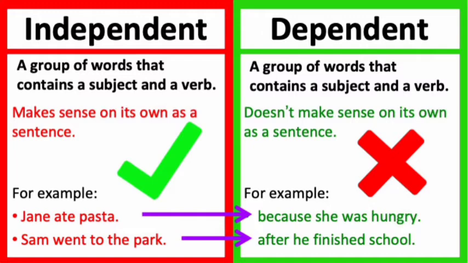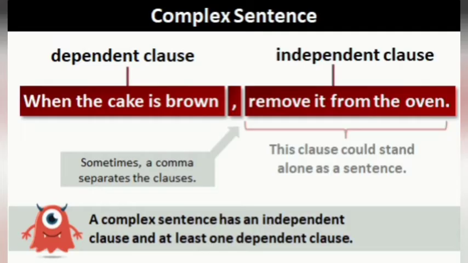Sam went to the park after he finished school. Sam went to the park, this is the independent clause, and after he finished school, this is the dependent clause, and both combined together come together as a complex sentence. Let's read some more examples.